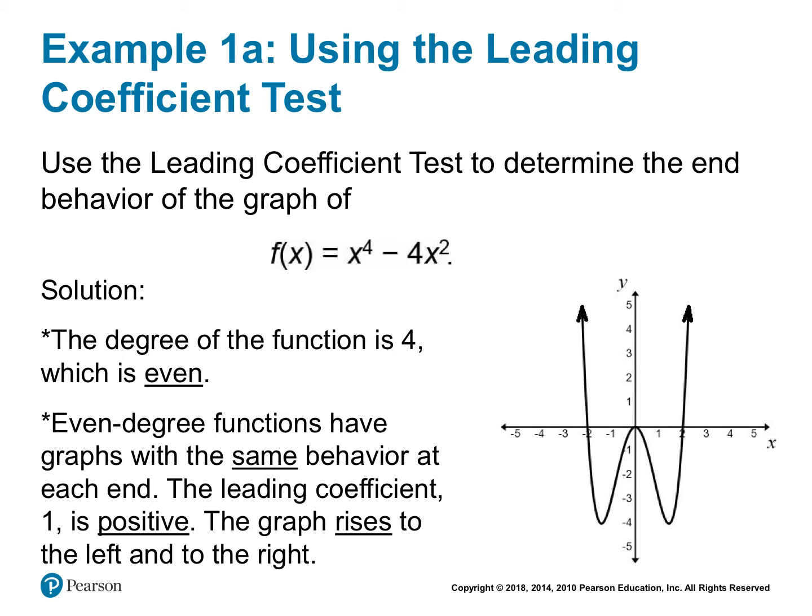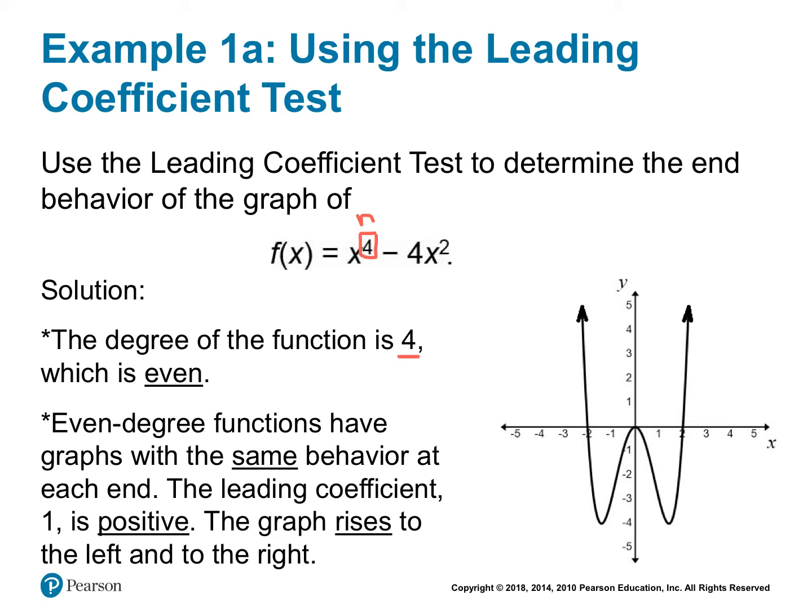So let's go ahead and try this. It says use the leading coefficient test to determine what's going to happen at the end of this graph. So we have x to the fourth minus 4x squared. So we look at the highest degree. This is our n. It is 4, which is even.